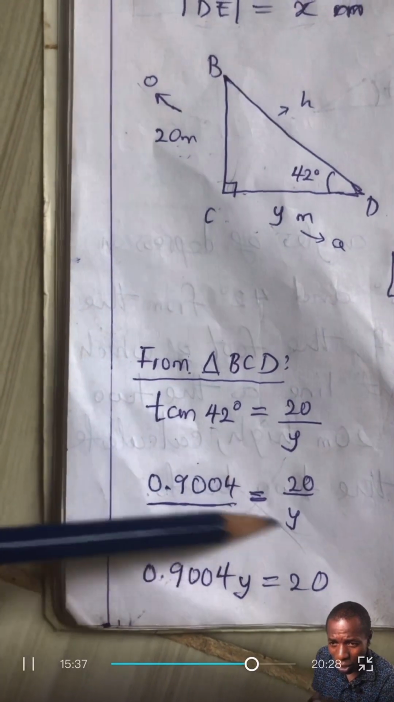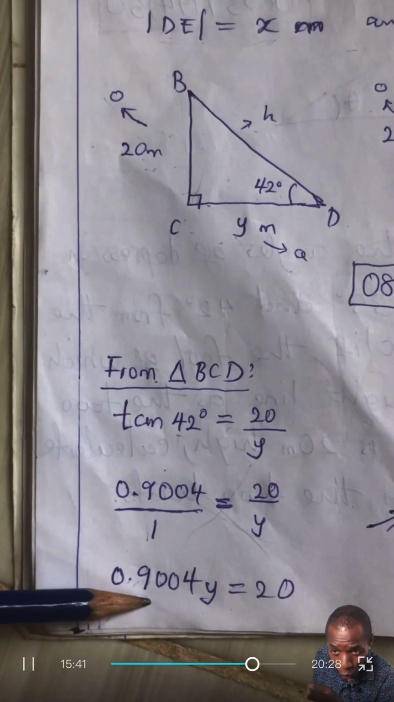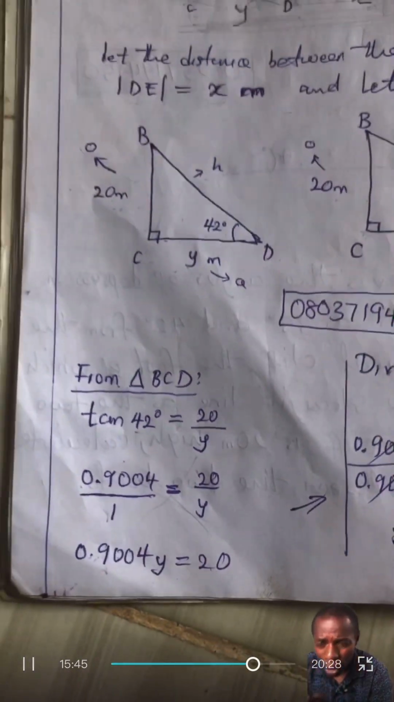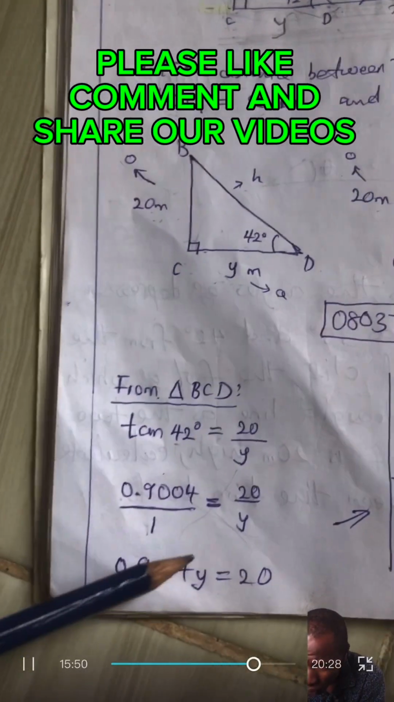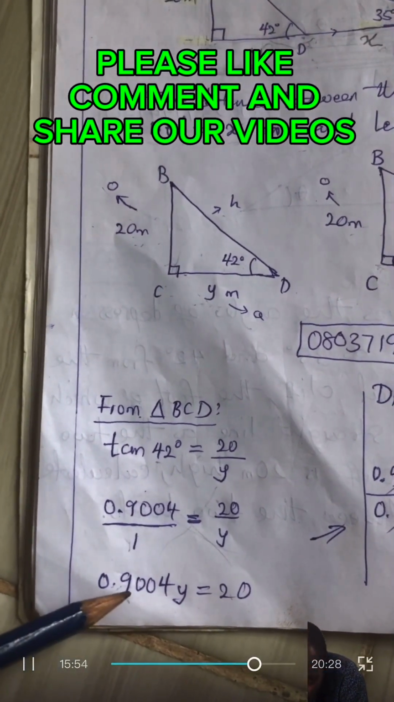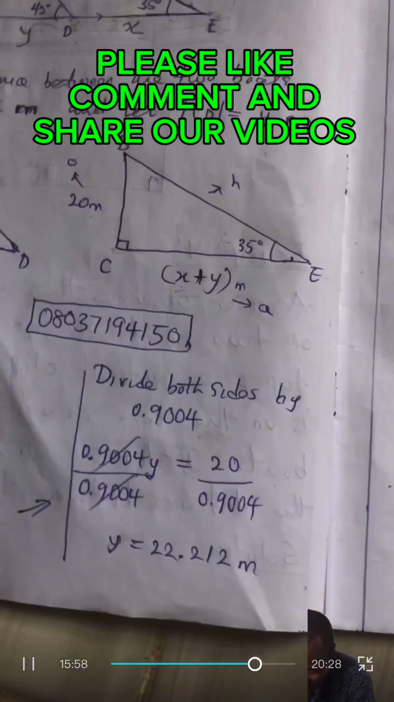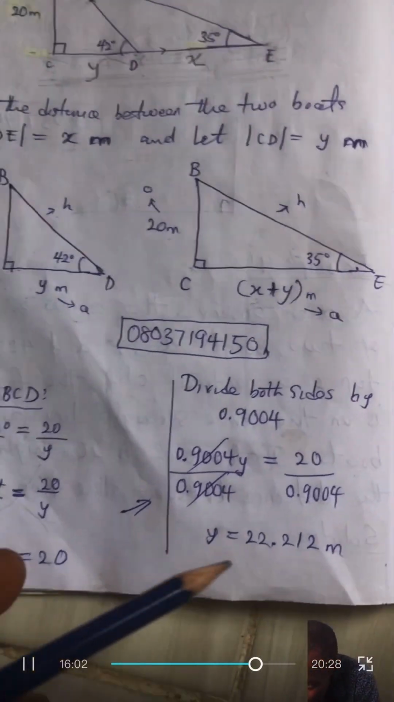So 0.9004 is multiplied by y, so we have it there. Then 1 is multiplied by 20, we have 20 here. Since we are looking for y alone, because from the diagram what you have is y, not 0.9004, it means that 0.9004 will have to leave that place. What do you do? You divide both sides by that 0.9004. So when you do that, y will be left alone.